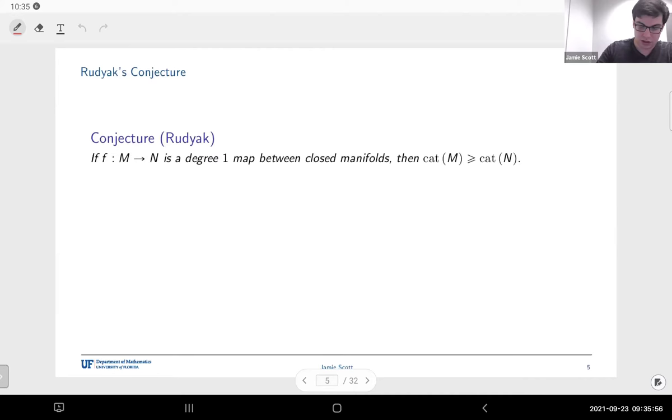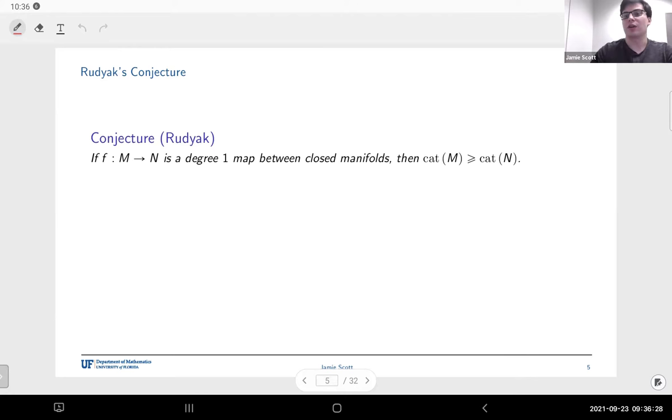And there we go. So what is Rudyak's conjecture at this point? Well, Rudyak's conjecture is that if we have a degree one map between closed manifolds, then the category of M is at least as big as the category of N. This is motivated from the fact that category is a lower bound for the number of critical points of a smooth map from a manifold to the real numbers. And so he had a similar conjecture with the critical points, and this is motivated from that.